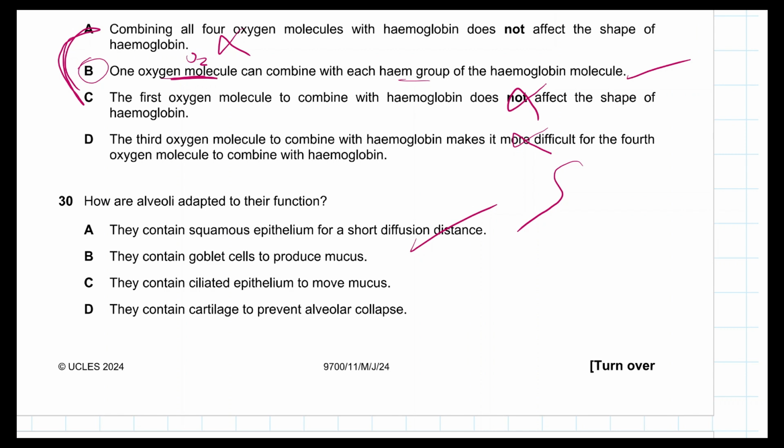Now for B, they contain globular cells. This is totally incorrect. They do not contain ciliated epithelium, and they do not contain cartilage. What contains all 3 of these are the trachea and the bronchi. Therefore, this is totally incorrect and the answer is going to be A.